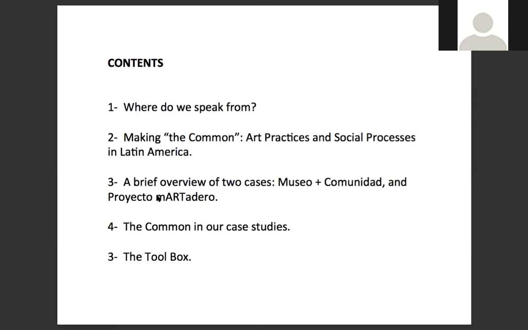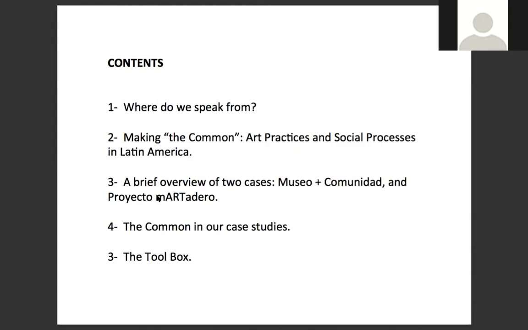The first one is a project called Museo más Comunidad, Museum plus Community, from the Museo de Antioquia here in Medellin, and Proyecto Martadero. In English, it could be like Slaughter Art House Project, in Cochabamba, Bolivia.